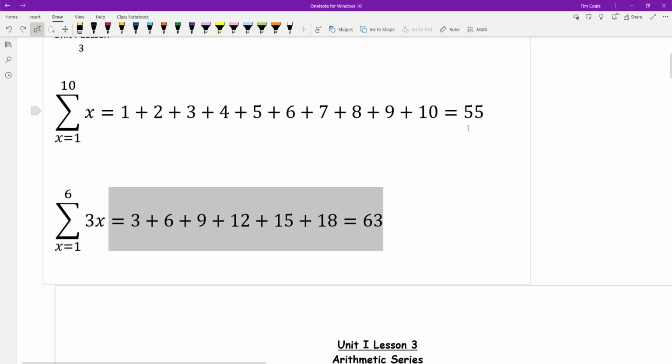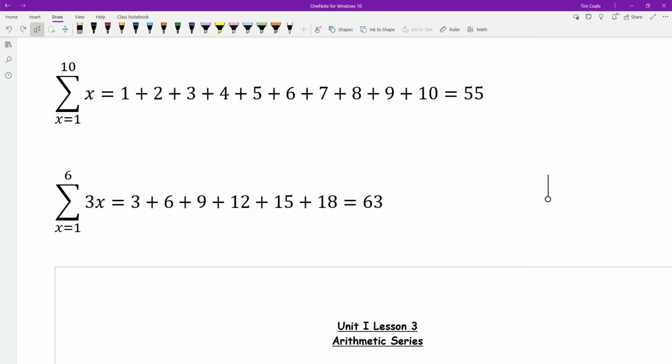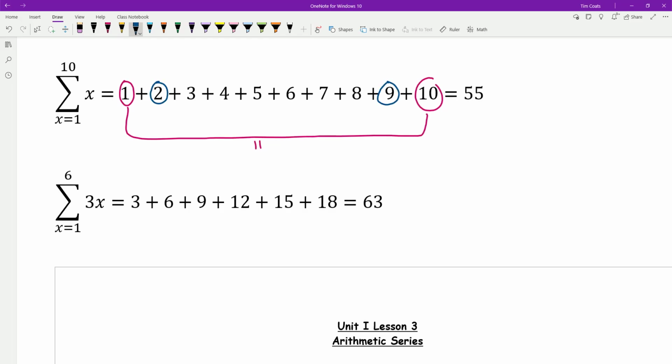So hopefully you found these two answers, right? For the sigma notation of the first one, you ended up with 55, and the second one you ended up with 63. So if we look at where that comes from, trying to think of a pattern there, if we look at the first term and the last term and what those added together would be, hopefully you see that that's 11. And then if I look at the second term and the second to last term, oh, those also add to be 11.